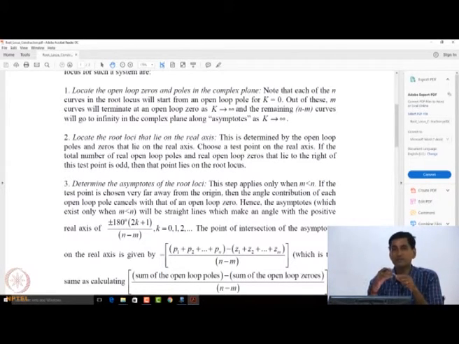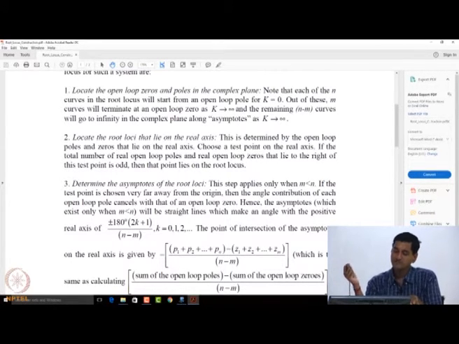We only looked at the real axis and divided it into subregions based on the location of open loop poles and zeros. In each subregion you take a test point and look to the right of the test point. If the number of real open loop poles and real open loop zeros is odd, then that region lies on the root locus. That is the second step.